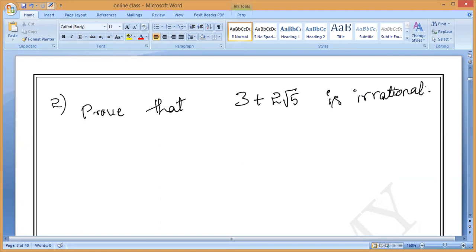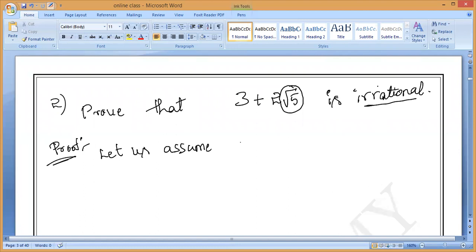Okay, so we already solved that root 5 is irrational, correct? So what is our assumption? Let us assume 3 plus 2 root 5 is rational. Contradiction means reverse. The opposite of irrational is rational. Like the previous sum, let us assume 3 plus 2 root 5 is rational.